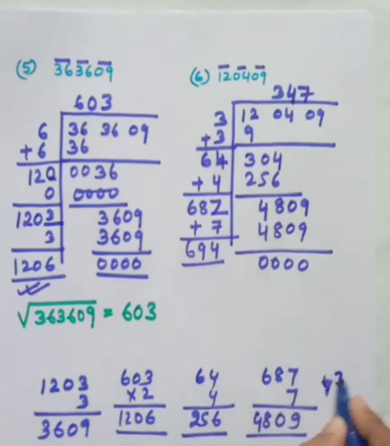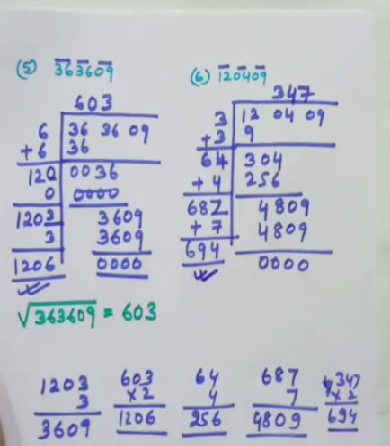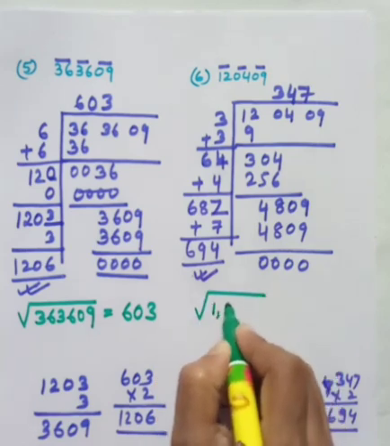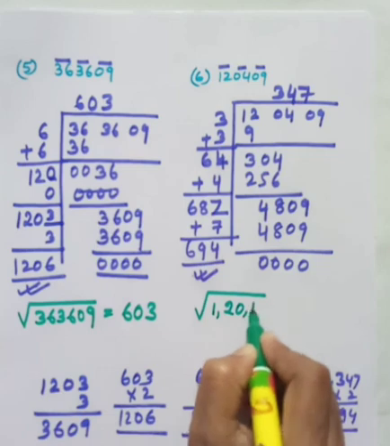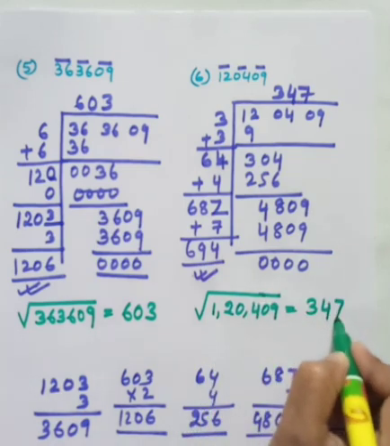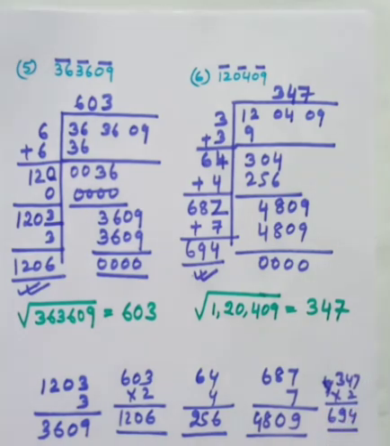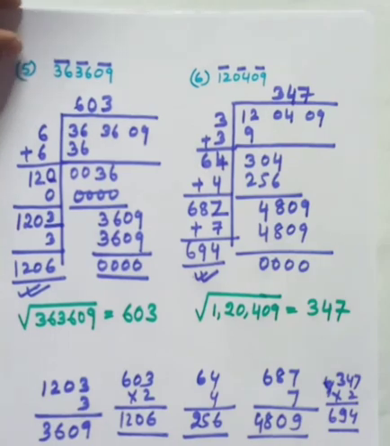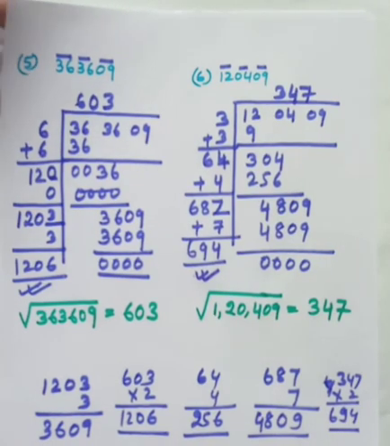347 into 2. See, 2 7s are 14, 1 carried, 2 4s are 8 and 1 is 9, and 3 2s are 6. So 694 is correct. So we can say that the square root of 120409 is equal to 347. Okay. Now let us move towards the next question.